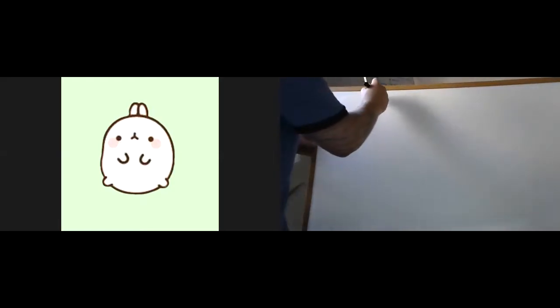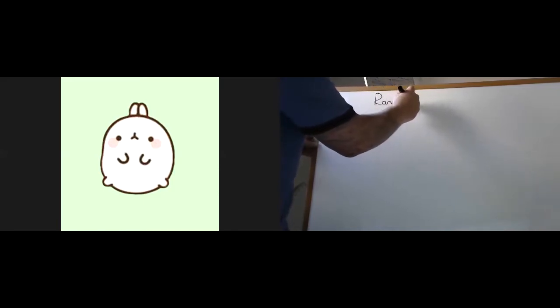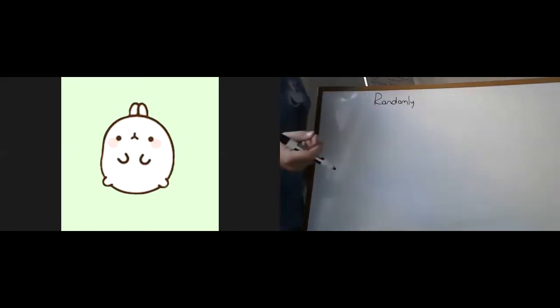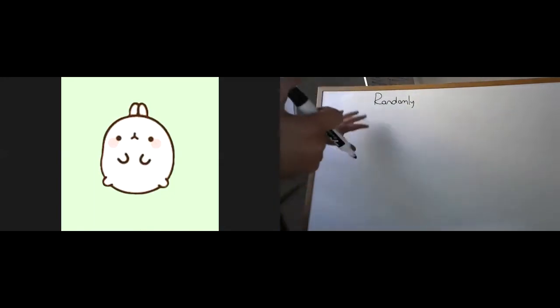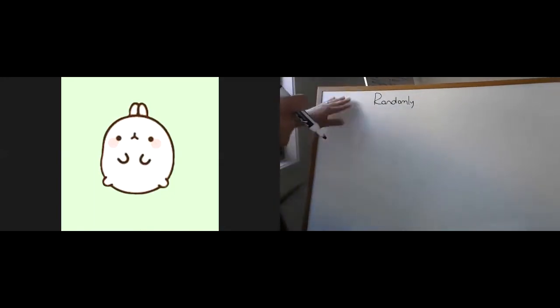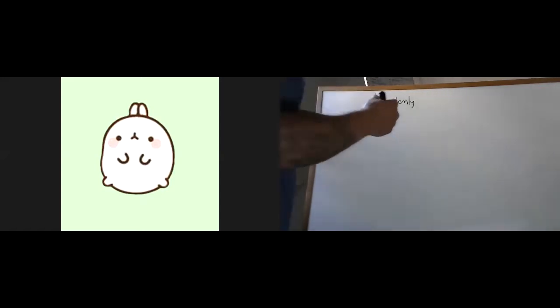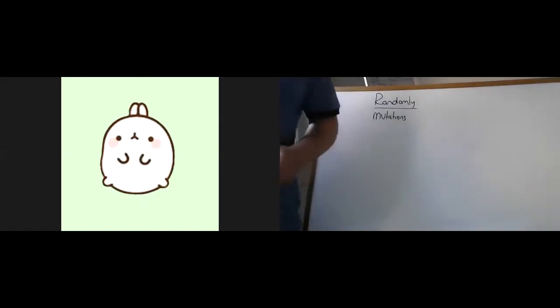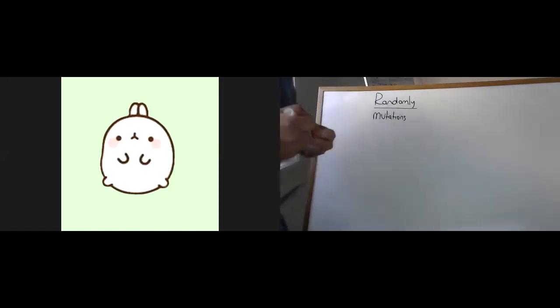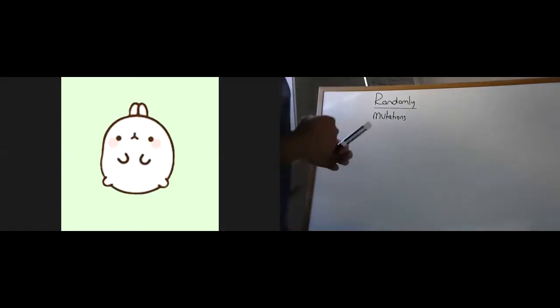It happens random. So there's this thing called the genetic lottery, which says that sometimes you get a random change, and we call these mutations. So mutation: the DNA mutates and changes.